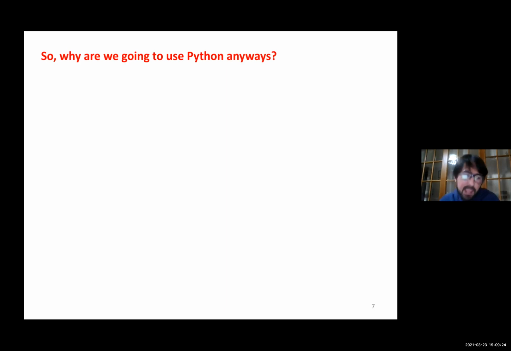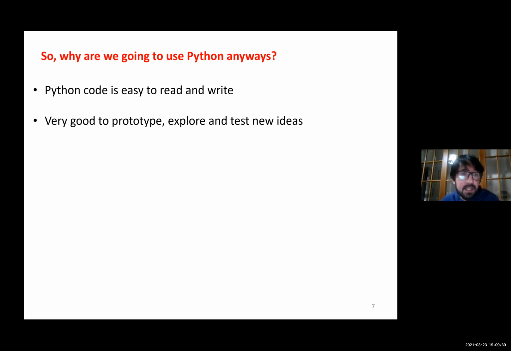So again, if we say that Python is not fast enough for all applications, why are we going to use it anyway? As I said, Python code is easy to read and write, and because of this, it's very good for prototyping and testing new ideas. The problem when you're developing in C++, for example, is that you need to write your code, and then if you're running your system in a framework such as ROS, you need to compile it, run it, and then maybe your code compiles, but it's very difficult to see if you have a weird behavior. It's very difficult to understand the variables. So the fact that Python is interpreted and dynamically typed makes it easier to develop new ideas.